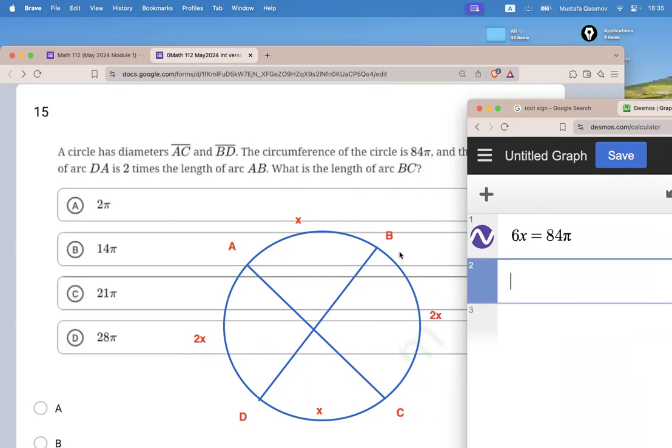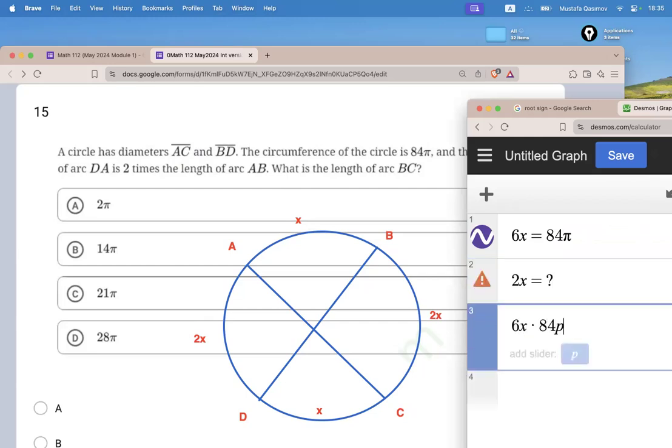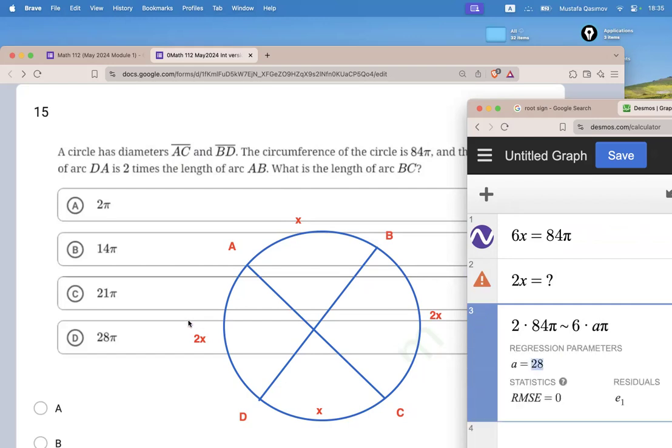Then we need to find BC. BC is equal to 2X. We have to do cross multiplication here. 84p multiplied by 2x is equal to 6x multiplied by, let's say, a. We can eliminate x. Let's find the value of a. So the answer is 28, so it is D. Or we can also think of it like this: if for 6 it is 84, for 2 it will be 3 times less than 84, so you have to divide it by 3.